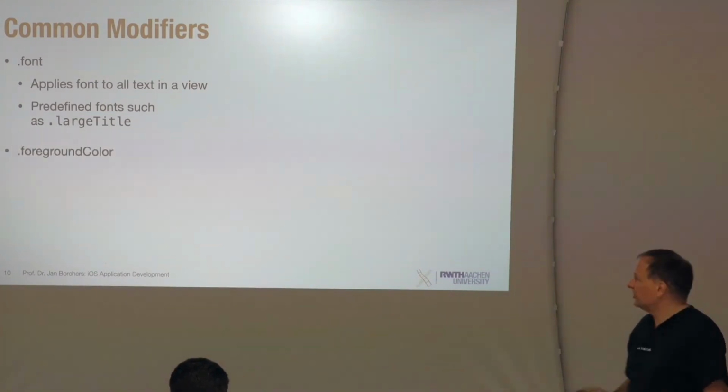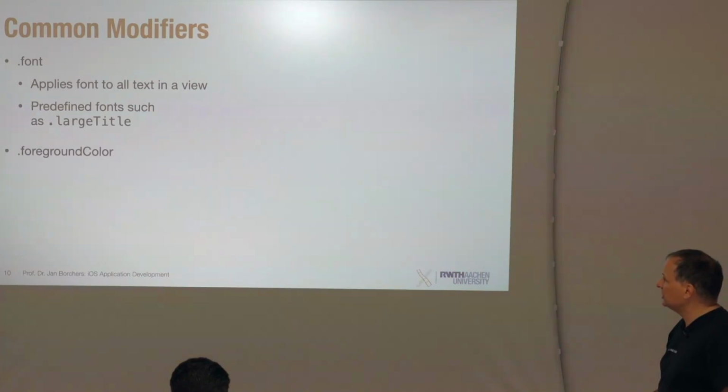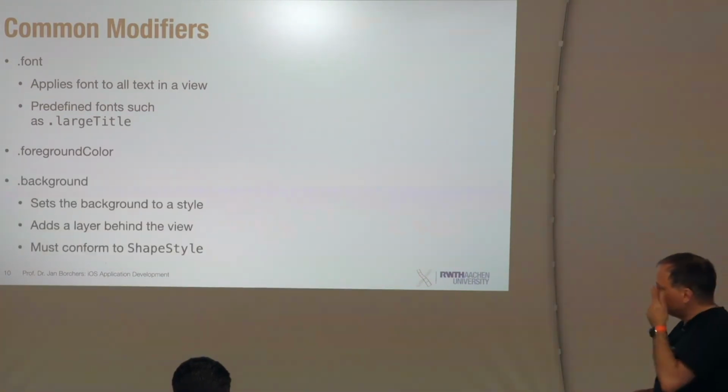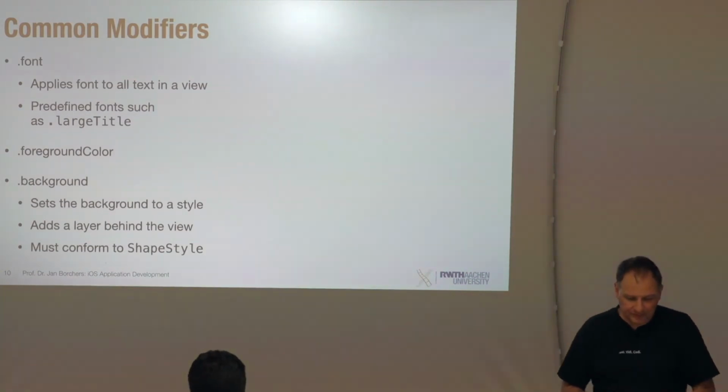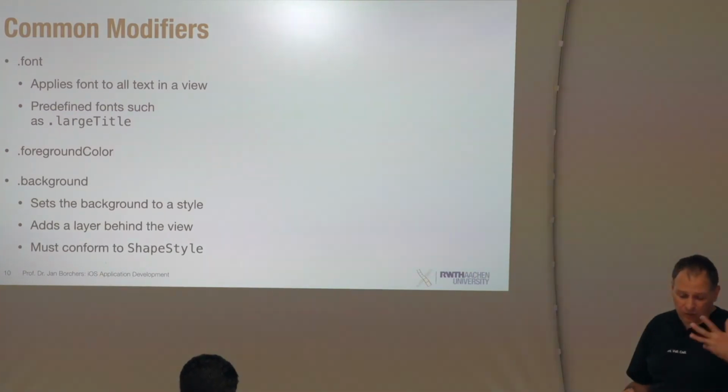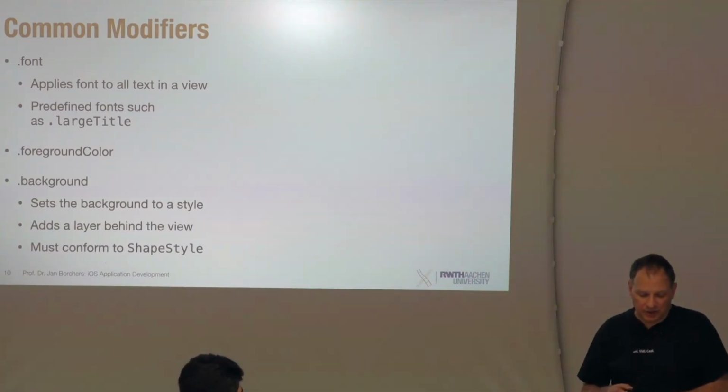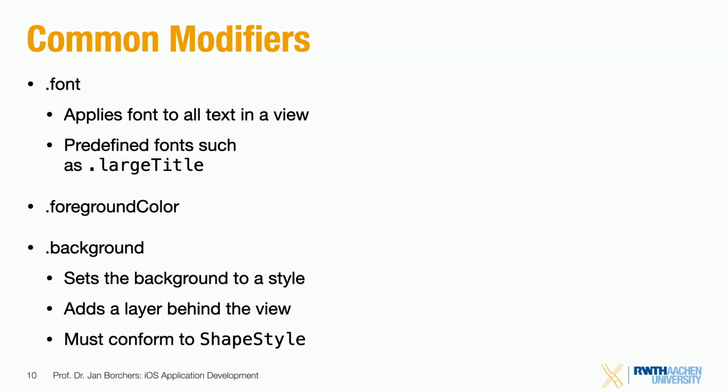Another one that you'll often see is foreground color, like dot foreground color is a typical modifier that you'll often see with views. It's not dot background color. That actually doesn't exist. This is dot background, which actually adds a whole layer behind the view. So it could be a color, it could be a material, a hierarchical shape style. So backgrounds actually need to conform to a particular protocol to be usable as background modifiers.